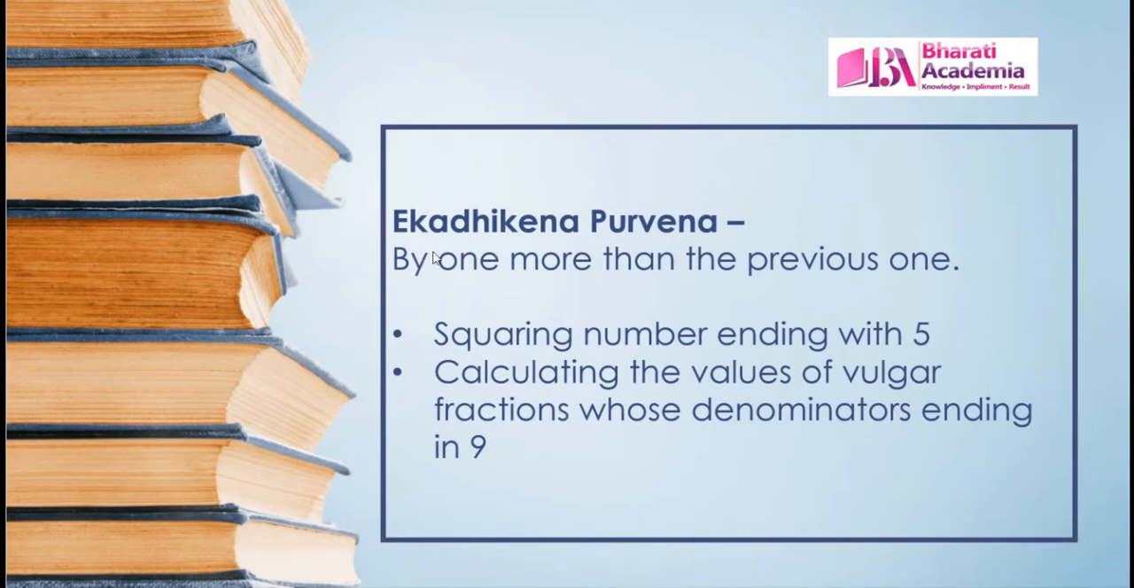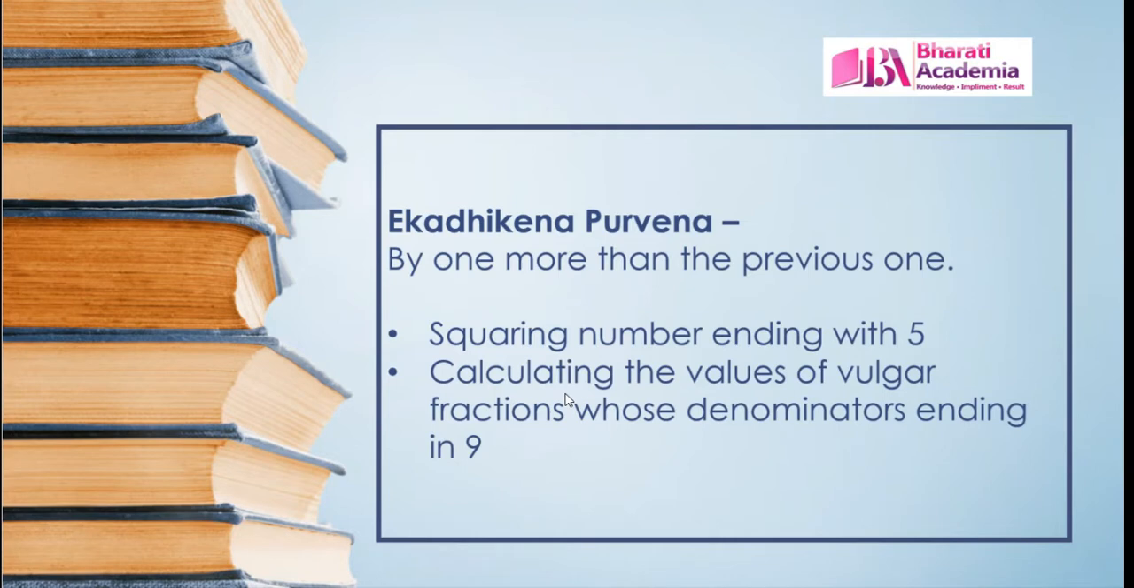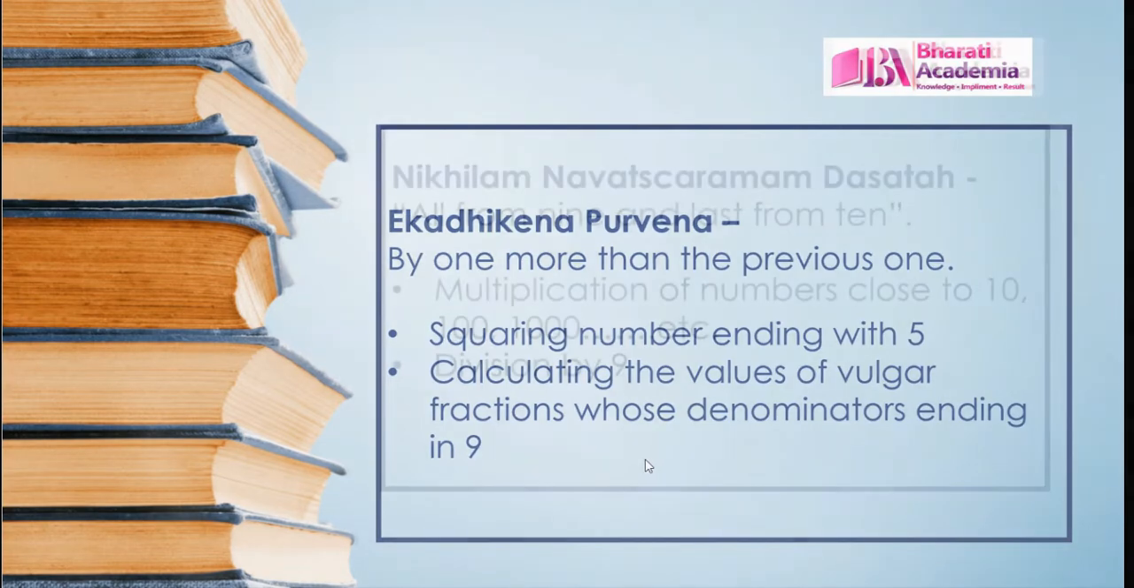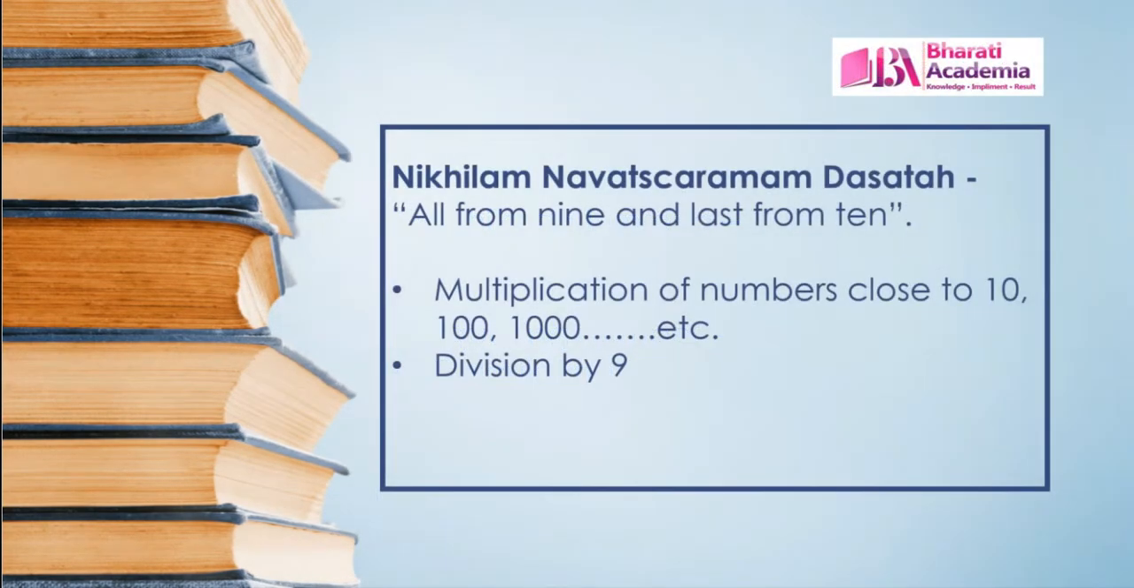Ekadhikena Purvena. That means by one more than the previous one. It is useful for squaring a number ending with 5, calculating the values of vulgar fractions whose denominators end in 9. Nikhilam Navatashcaramam Dashatah. That means all from 9 and last from 10. It is useful for multiplication of numbers close to 10, 100, 1000, etc. and division by 9.